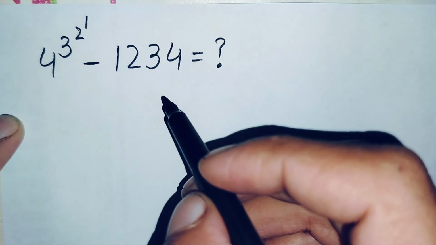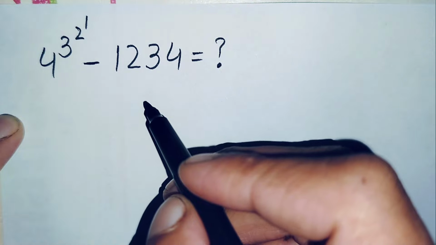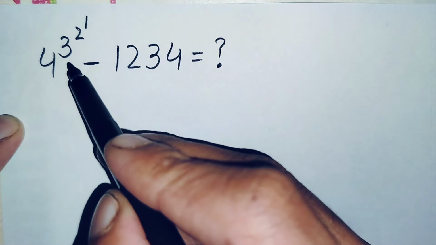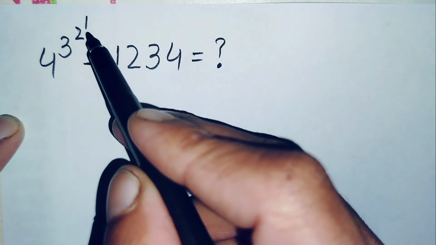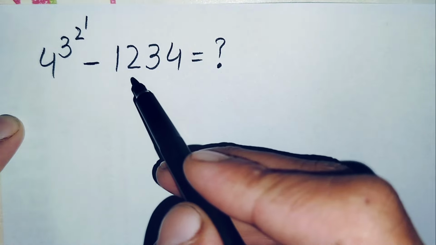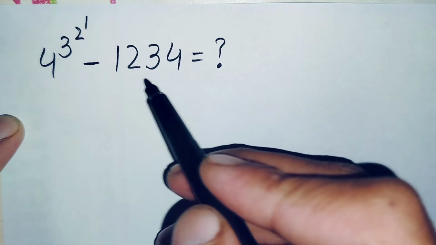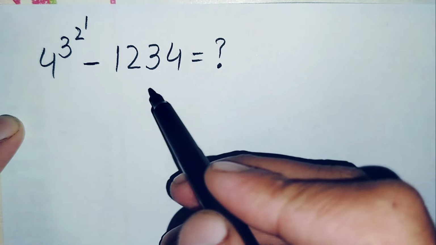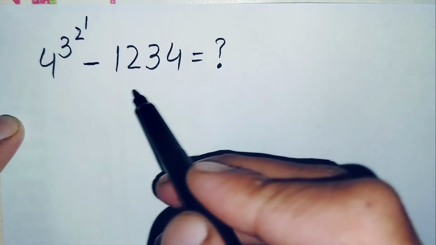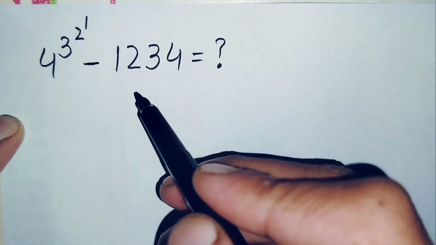In this video I'm going to solve this beautiful math problem, that is 4 raised to power 3 raised to power 2 raised to power 1, minus 1234. So how can we solve this math problem and find out the value of this left hand side?